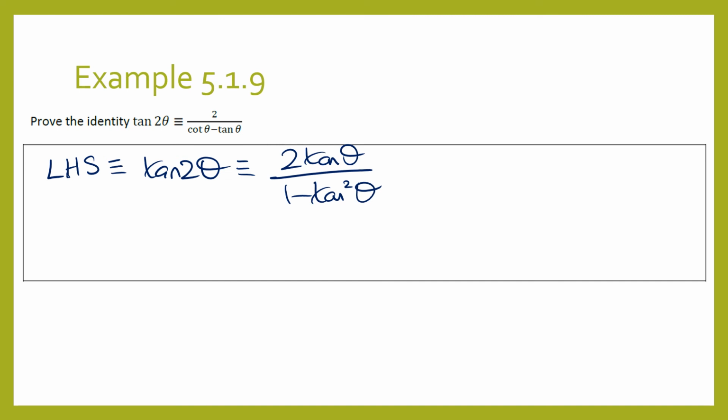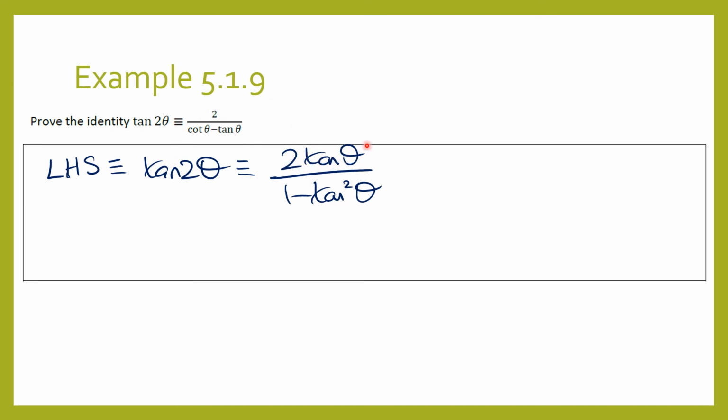Right, so from memory, tan of 2 theta is 2 tan theta over 1 minus tan squared theta. I'm now going to take a look at what I'm trying to get to. So this is the target, I'm trying to reach that. Look in the numerator, let's compare them. I've got the 2, but I've also got a tan theta that I don't want.